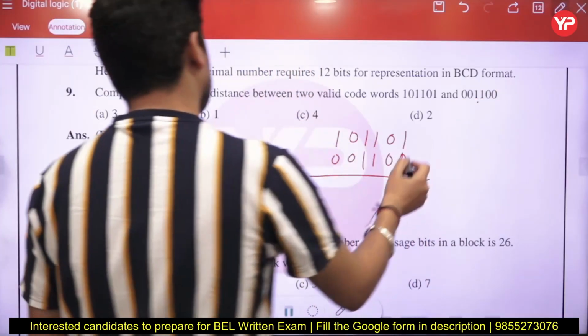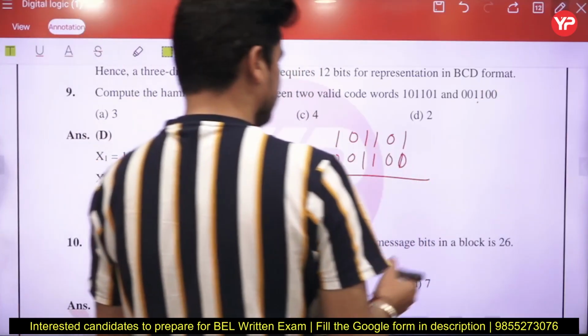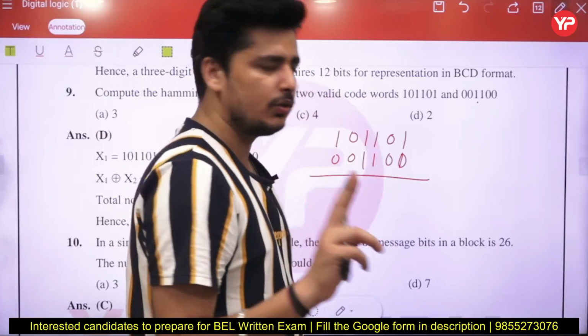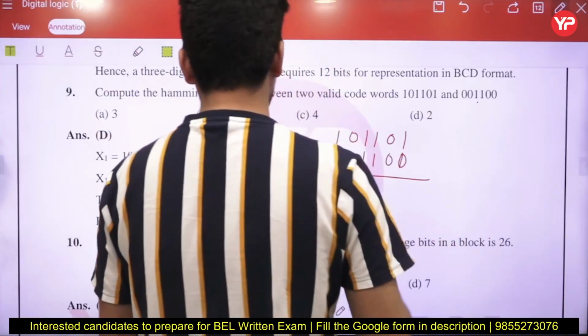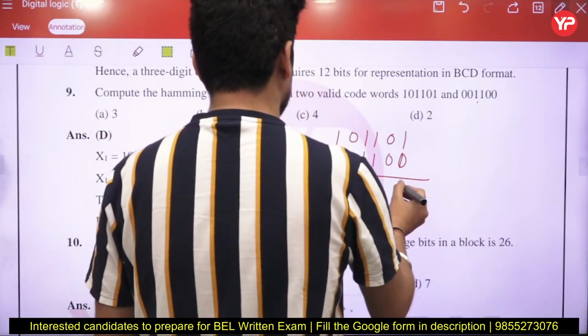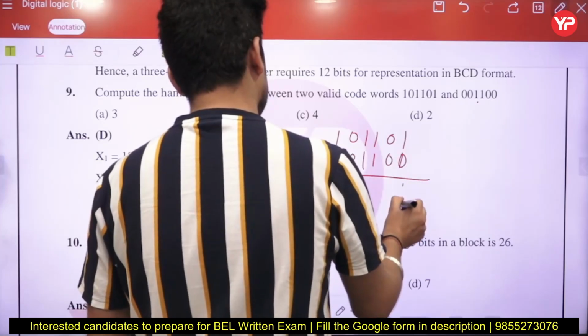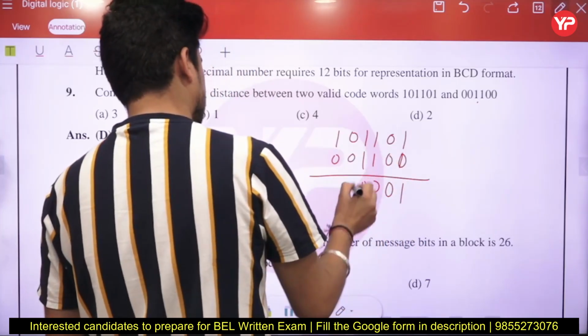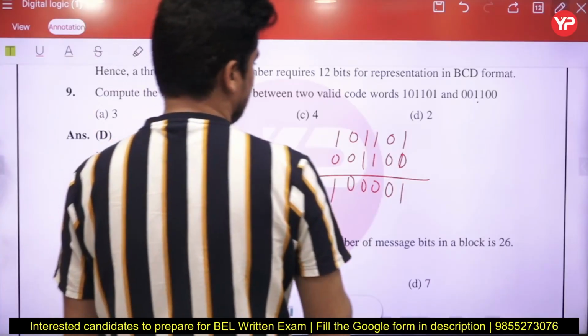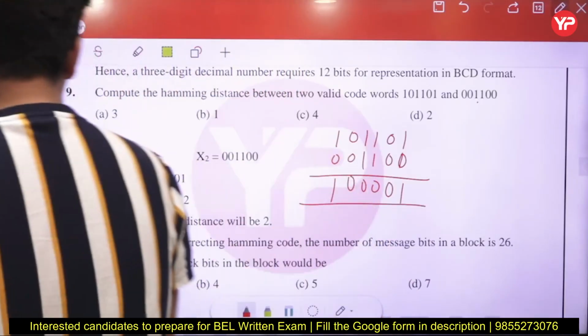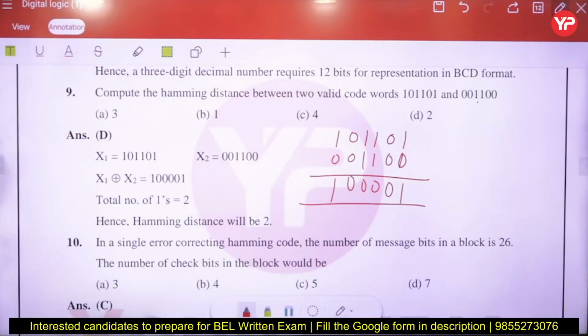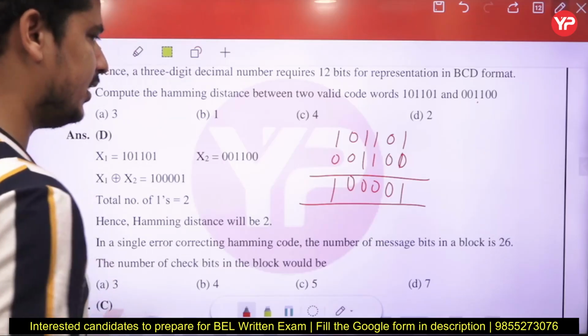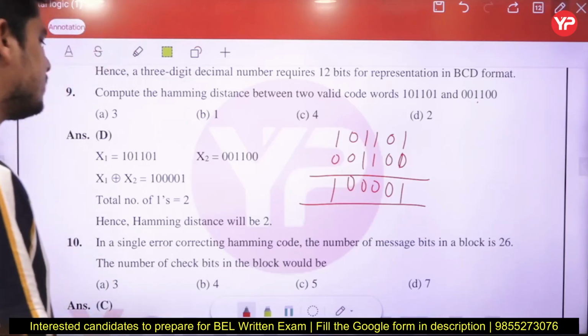When you calculate the XOR of two numbers, when the two numbers are the same, then XOR is 0. When two numbers are different, then XOR is 1. Same, 0; same, 0; same, 0; same, 0; then two numbers are different, that is 1. Count the number of 1s inside that. There are two 1s, so its Hamming distance is 2.